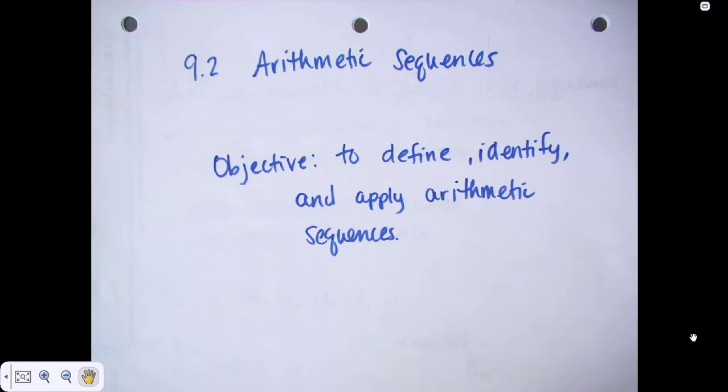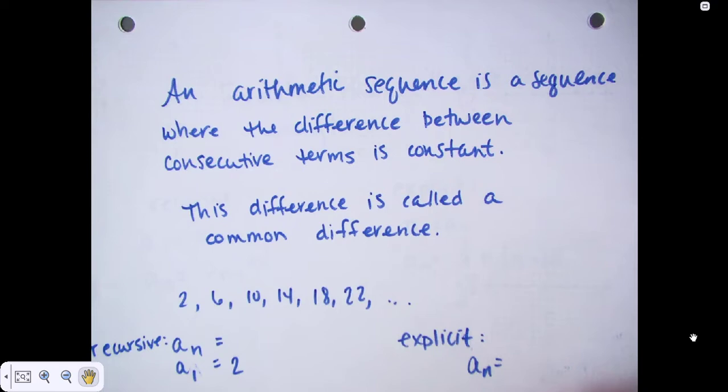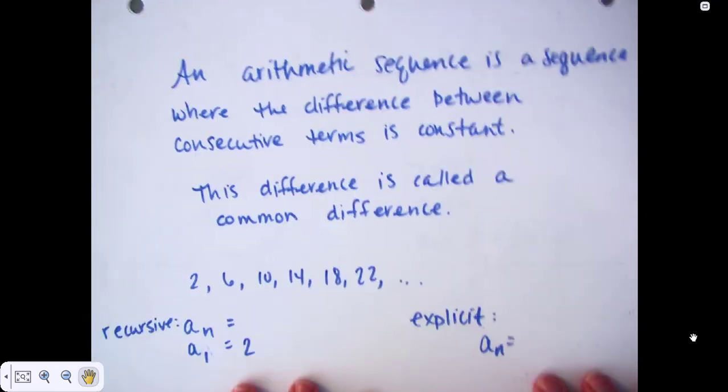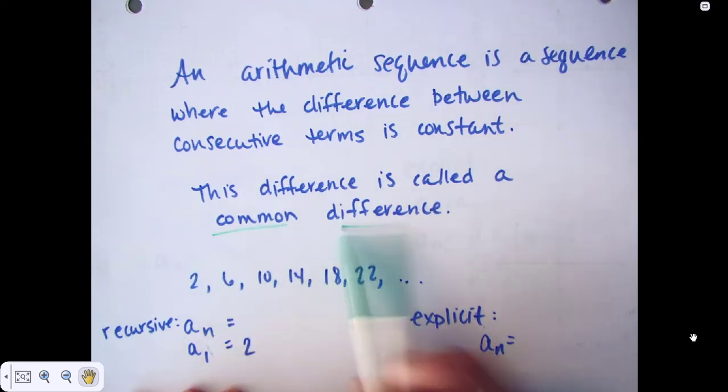Here we go, arithmetic sequences. Section 2. We're going to define, identify, and apply arithmetic sequences in this section. So, an arithmetic sequence is a sequence where the difference between consecutive terms is constant. This difference is called a common difference.